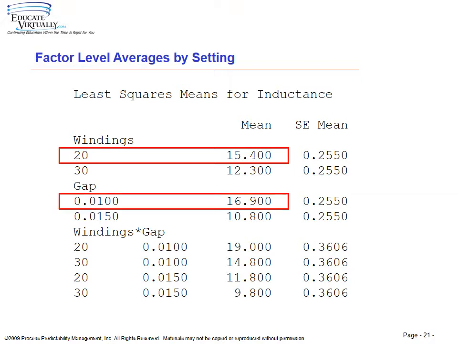When we look at the gap distance, we can see that we want to be at 10 thousandths of an inch. That gives us a higher inductance value, 16.9, than we got when we were at 15 thousandths. We can also take a look at our interaction, and we can see that the combined effect of 20 windings and a 10 thousandths gap gives us the highest value, 19. That's driving us close to that 20 millihenries, which is our goal.